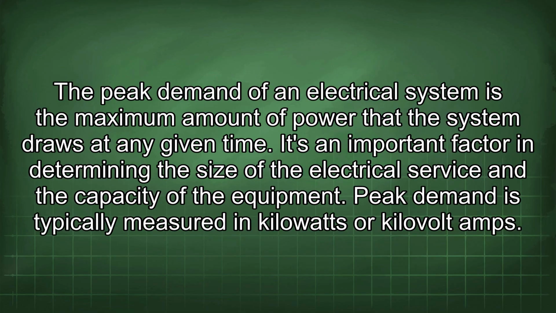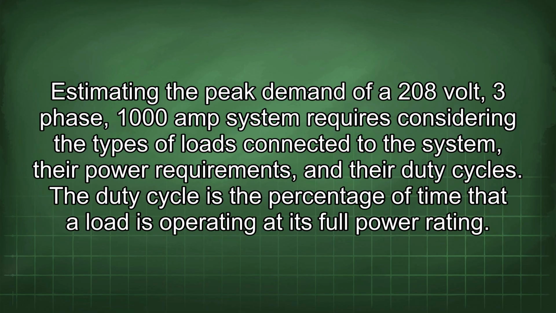The peak demand of an electrical system is the maximum amount of power that the system draws at any given time. It's an important factor in determining the size of the electrical service and the capacity of the equipment. Peak demand is typically measured in kilowatts or kilovolt amps. Estimating the peak demand of a 208-volt, 3-phase, 1000-amp system requires considering the types of loads connected to the system, their power requirements, and their duty cycles.